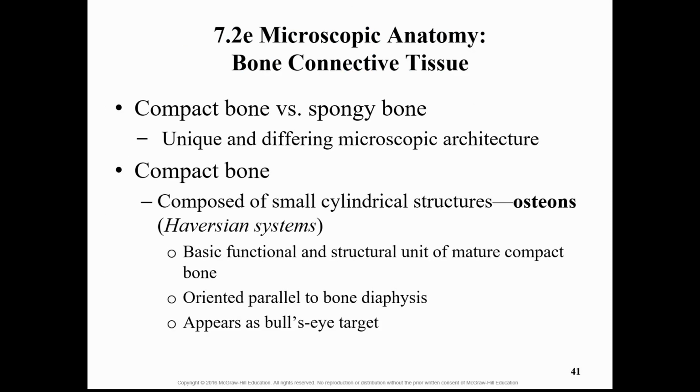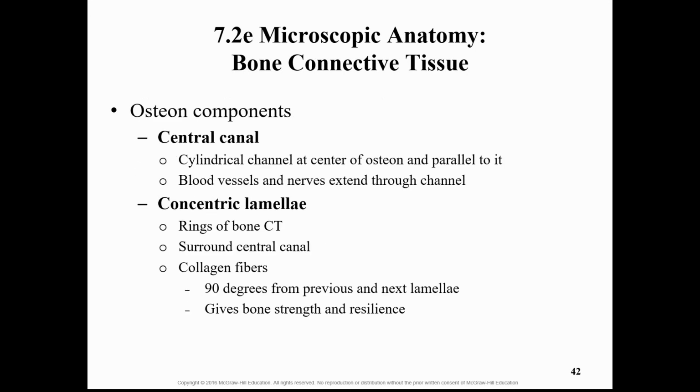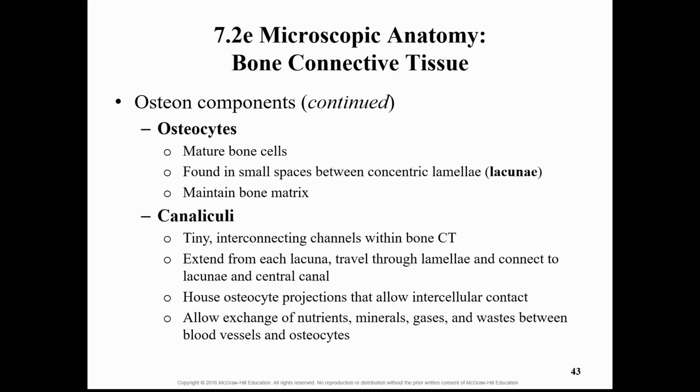I've already mentioned compact bone, or cortical bone as it's known, and spongy bone. They're unique. They've got different microscopic structures and therefore different functions. Compact bone, also known as cortical bone, is made out of small cylindrical structures called osteons. An old name for them was the Haversian system. These little osteons are the basic functional and structural unit of mature, compact bone. Each osteon has a central canal, concentric lamellae, osteocytes, and canaliculi.